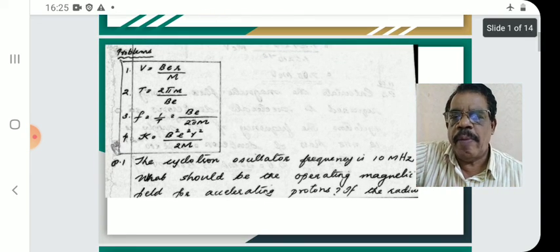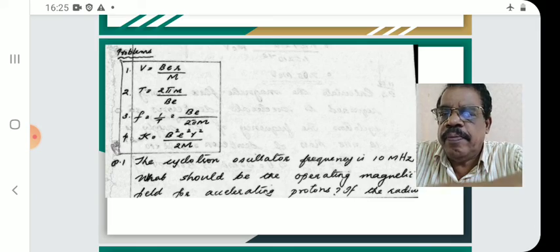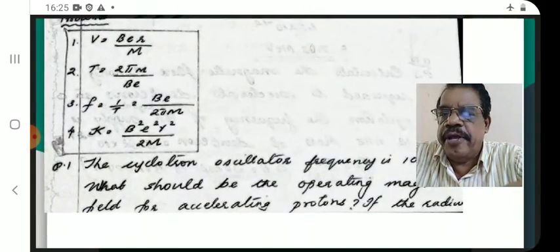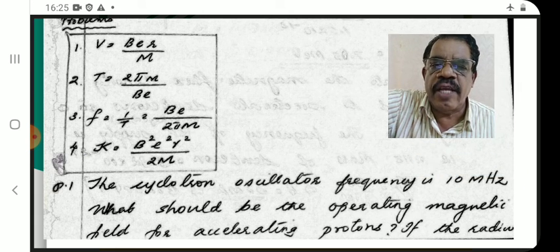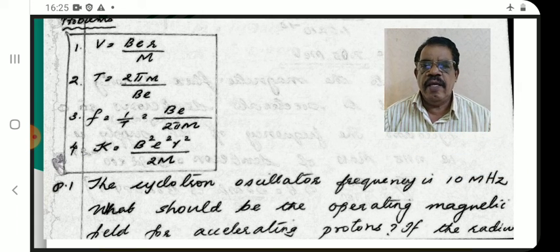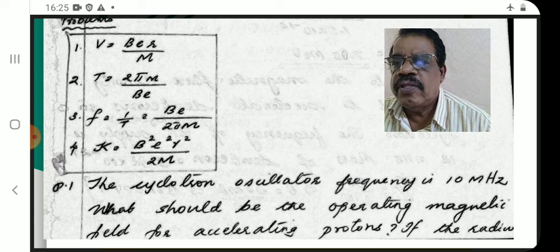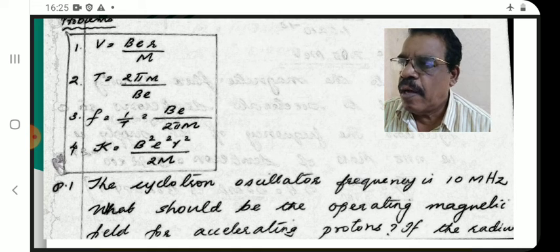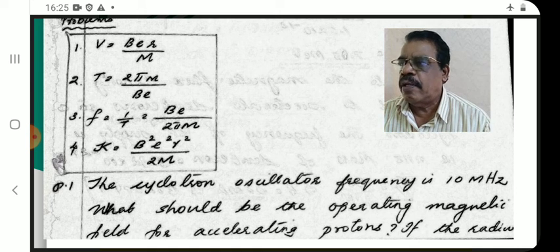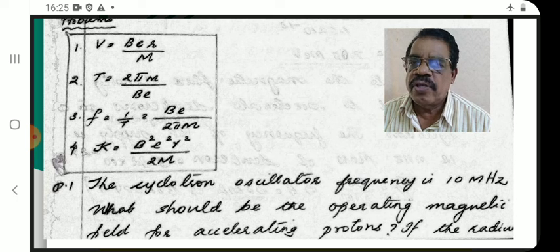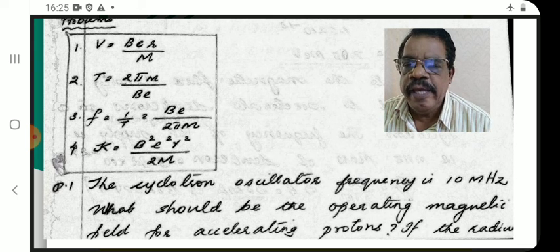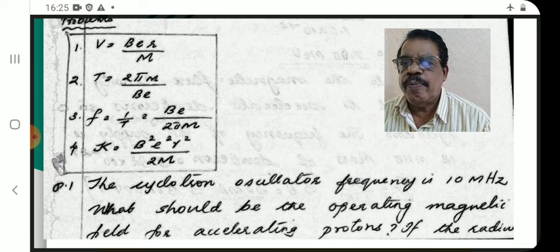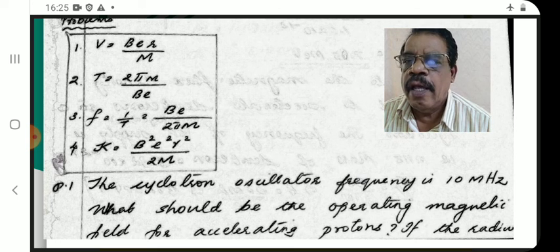When we do problems from cyclotron, we have to remember the following relations. These are the important relations that we have studied in cyclotron. Number 1: v = Ber/m, the velocity of a particle inside a cyclotron. When a particle describes a circle of radius r, the velocity is given by Ber/m, where B is the flux density of magnetic field, e is the charge of the ion, r is the radius of the path, and m is the mass of the ion.